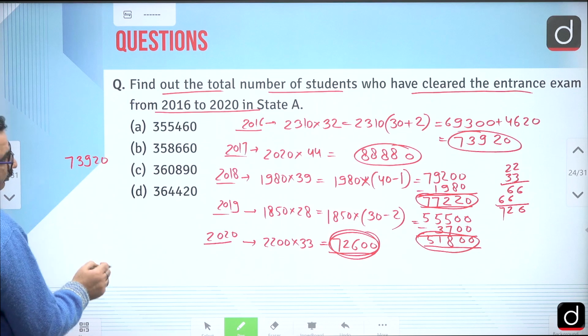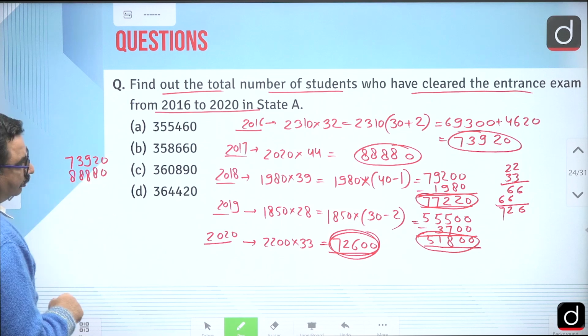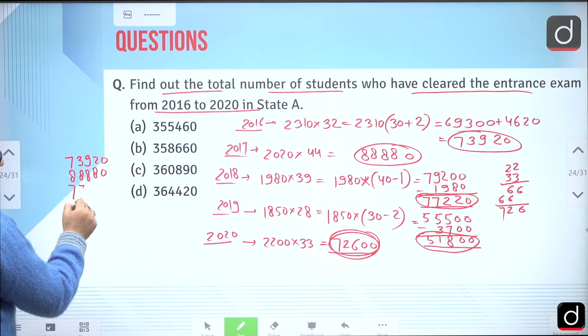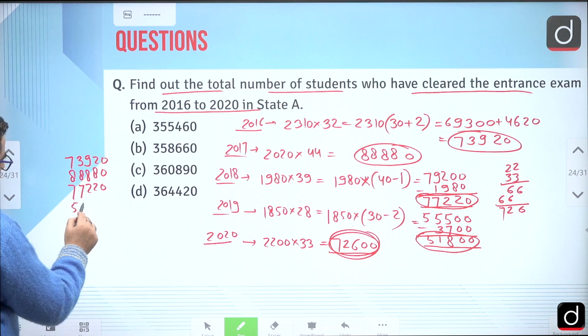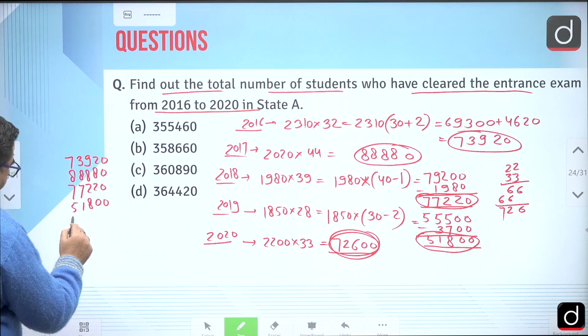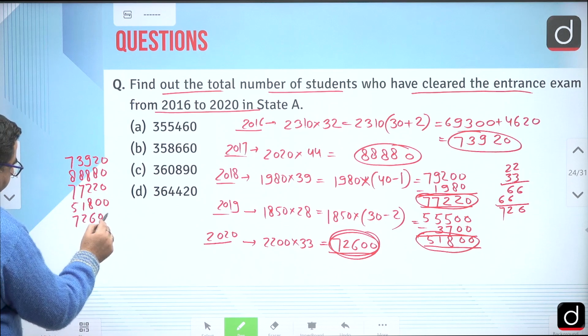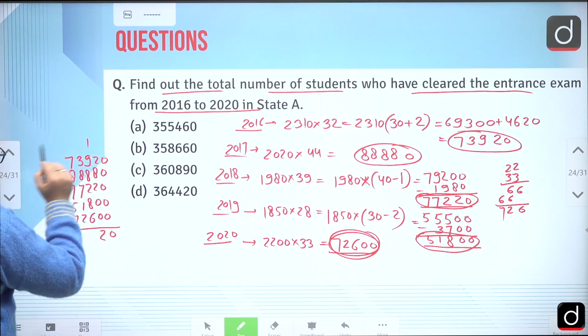73920 plus 4 times 80 plus 77220 plus 51800 and then 72600. So if you add 20, this is 0, 2, 8, 10 and 2, 12, carry is 1, right?